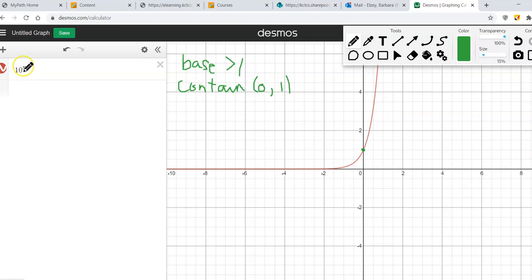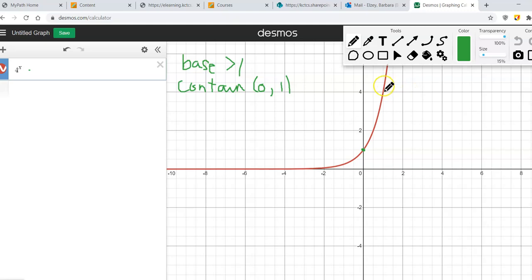Now, this one had 10 to the x, and I may need to adjust my window so that you can see this. Let's change it back to 4 to the x over here. I had to quit my little drawing just to show 4 to the x.